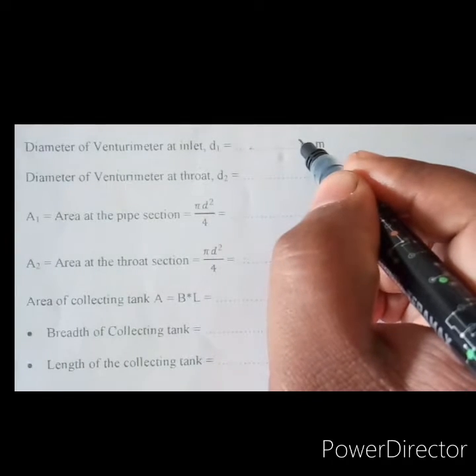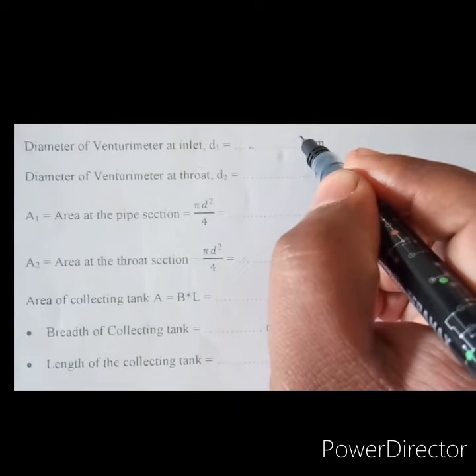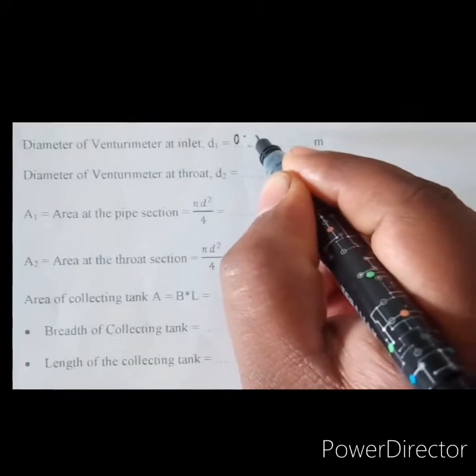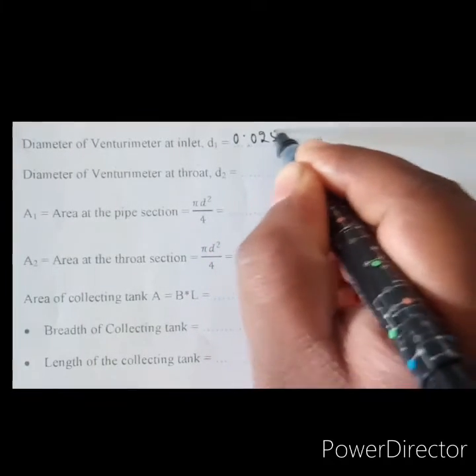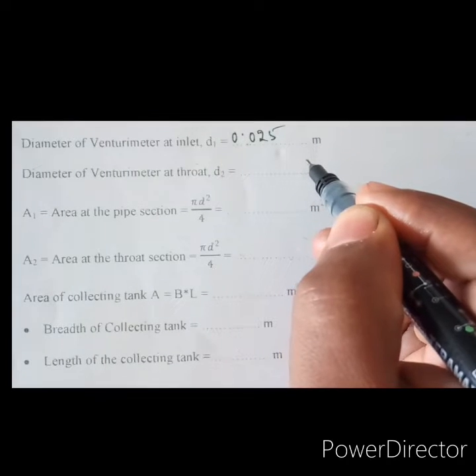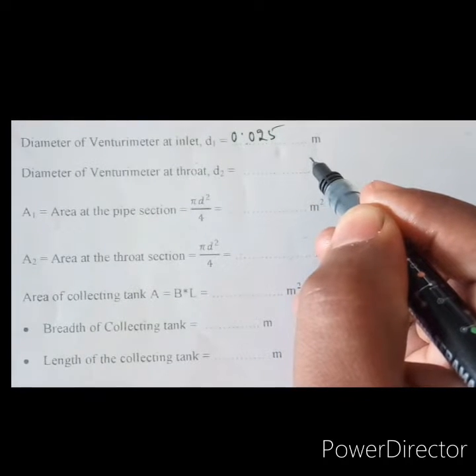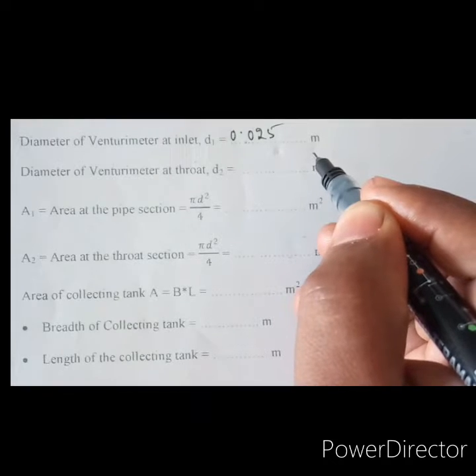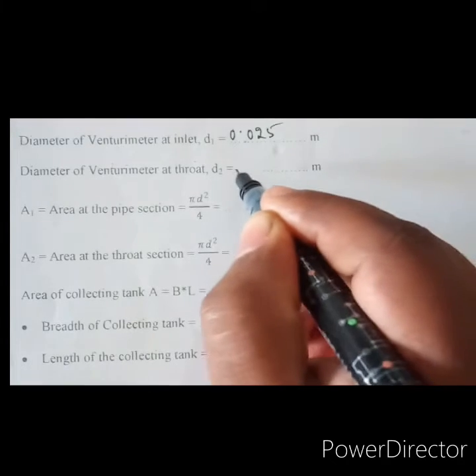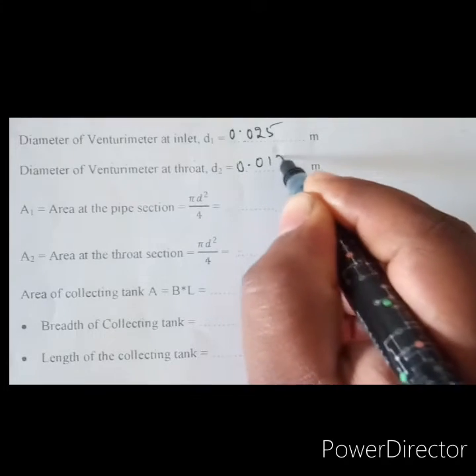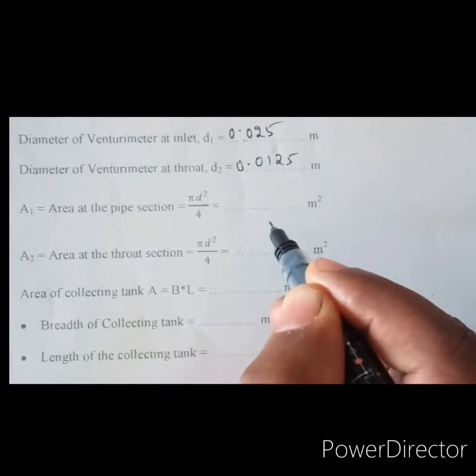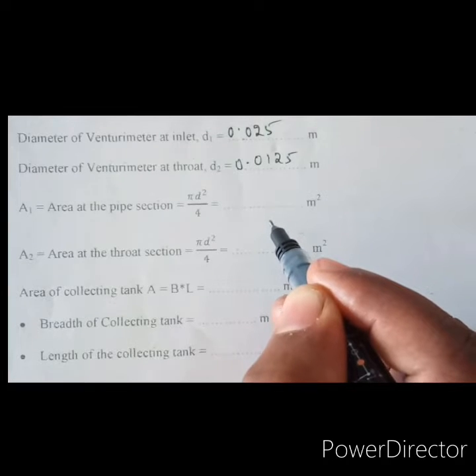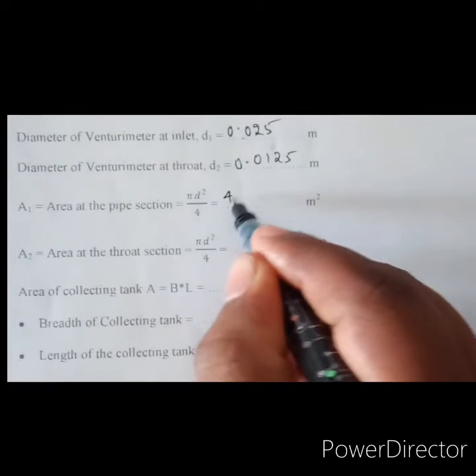Firstly, note down the diameter of the Venturimeter at inlet, which is given as 25 mm. In terms of meters, note it down. The diameter of the Venturimeter at the inlet is 25 mm and the diameter at the throat is 12.5 mm. Therefore, calculate the area at the inlet and also calculate the area at the throat.